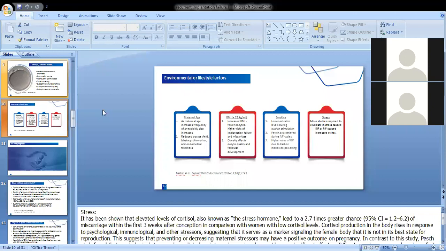BMI, obesity or increased BMI may lead to recurrent implantation failure because it can affect oocyte quality, embryo quality, and of course endometrial receptivity in some cases. Smoking can be one of the factors which can lead to recurrent implantation failure, and another very important factor is stress. All of us know that our IVF patients are under a lot of psychological stress, so that stress itself can lead to recurrent implantation failures.